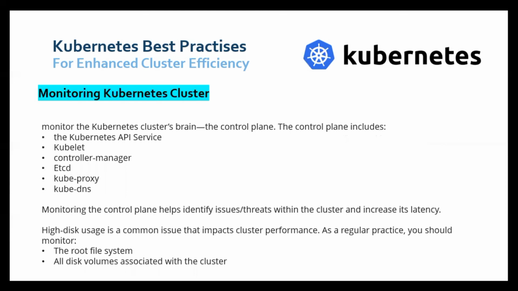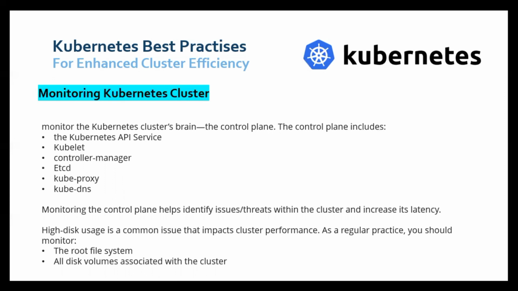The next is monitoring your Kubernetes cluster. Monitor the Kubernetes cluster, because the main entity of your Kubernetes cluster is the control plane, right? And what does the control plane include? Kubernetes API server, kubelet, controller manager, etcd, kube proxy, and kube DNS. These are the several components in a control plane, and they have to be monitored, because monitoring your control plane will definitely help you to identify issues and threats within the cluster.